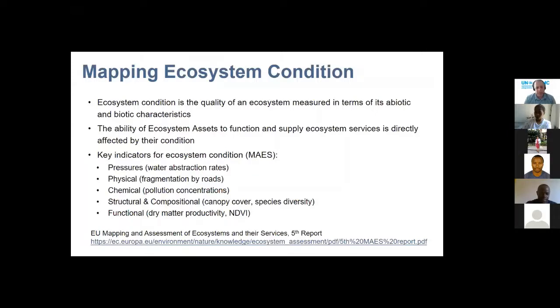and then have structural and compositional types of indicators that are sometimes split out, but structural indicators would be things like what's the canopy cover in a forest ecosystem asset, for example, and a compositional one would be maybe what's the species assemblage in a wetland, for example, or species diversity there, and is it declining or stable. And then the final one here is this idea of functional condition indicators. So these are indicators that communicate something on the processes that are happening in an ecosystem. So dry matter productivity over time or other types of vegetation indexes.